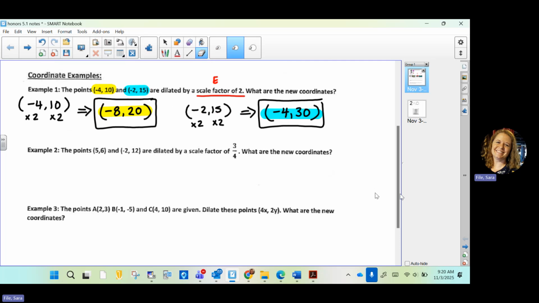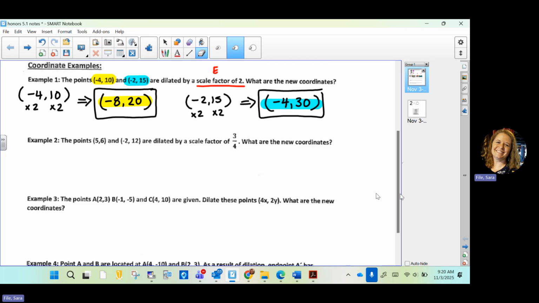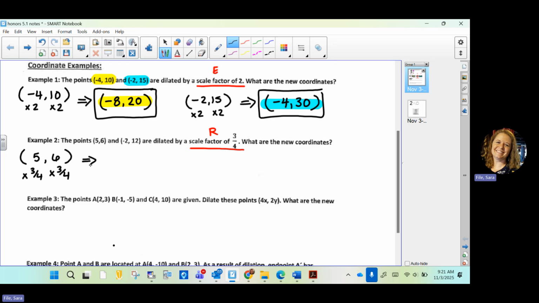So in number 2, we're dilated by a scale factor of 3/4. So is this a reduction or an enlargement? This one is a reduction. So we are going to reduce the size to 3/4 of the original size, right? So it's going to be 75% of the original. Again, scale factor is the multiplier. So we are simply taking our coordinates, both the x and the y, and multiplying by the scale factor. So I am taking 3/4 of both of those values.